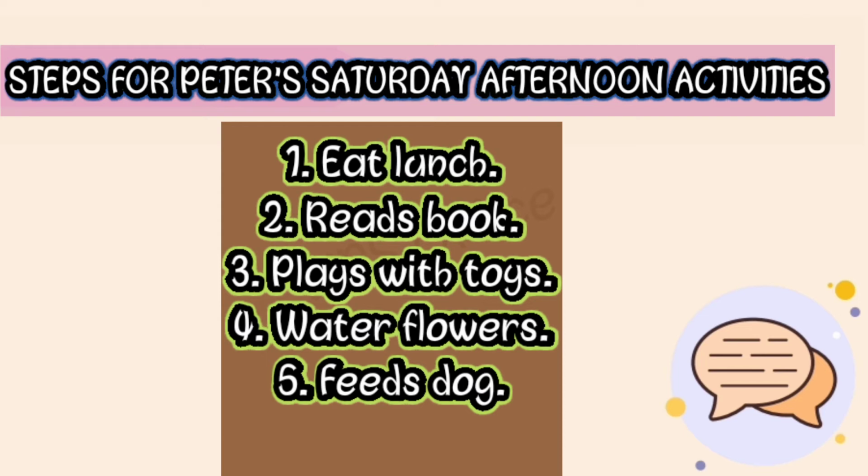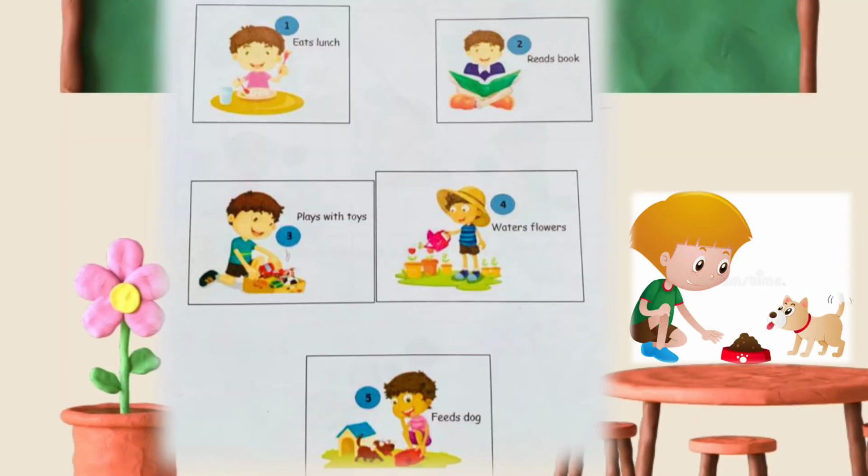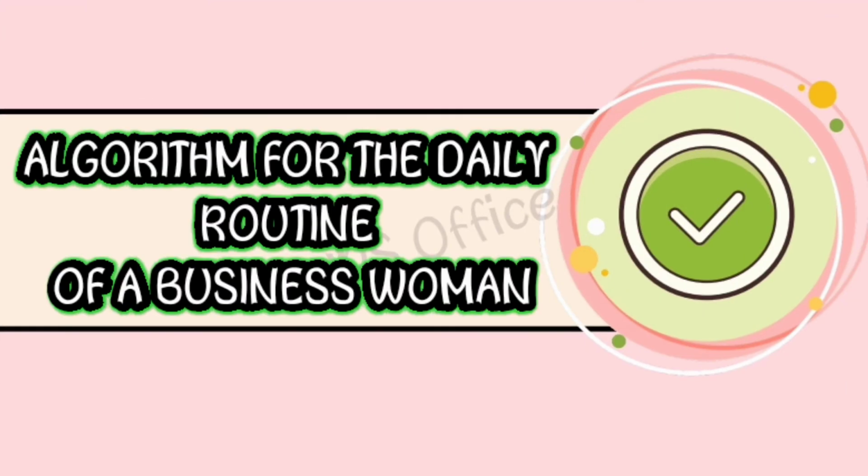After playing with his toys, he goes to the garden to water the flowers. The last chore he does is to feed the dog. You can see the picture of Peter. Peter first will take his lunch. After taking his lunch, he'll read his books, play with toys, water his flowers, and feed his dog. That's what Peter does every Saturday.